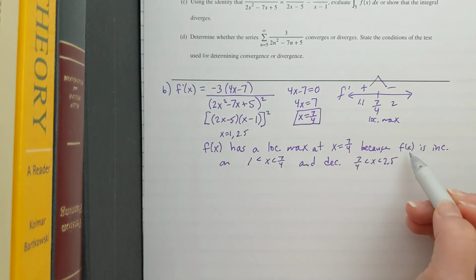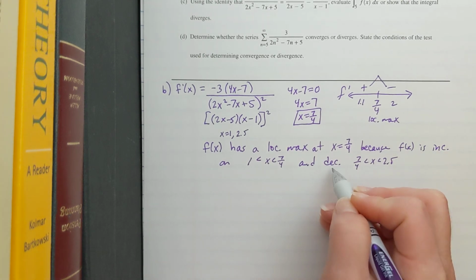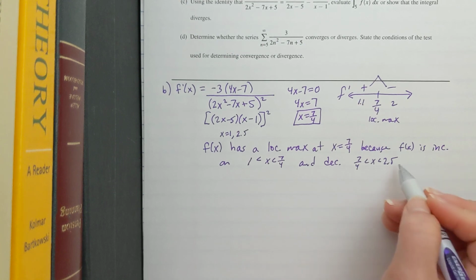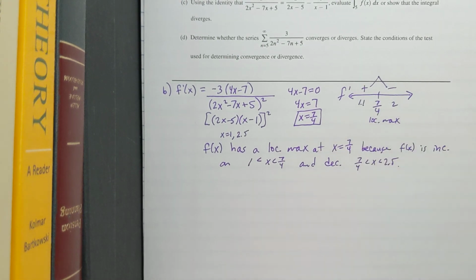And you could, instead of saying f is increasing, you could say f prime is positive, and you could say f prime is negative. So there's some different ways to say it, but you do actually have to write a sentence. This is not enough for a justification.